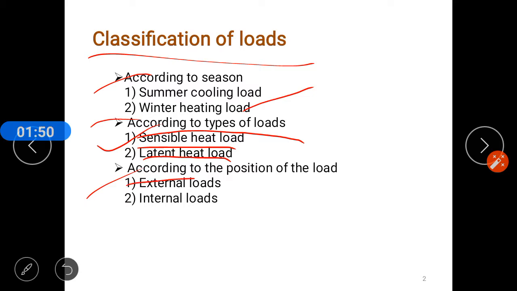Third and last is according to the positions of the load. First is external loads and second is internal loads. In external load, any load coming from the space which is not air conditioned is an outdoor load, or you can say external load. In the case of an internal load, any load produced within the conditioned space is an indoor load.